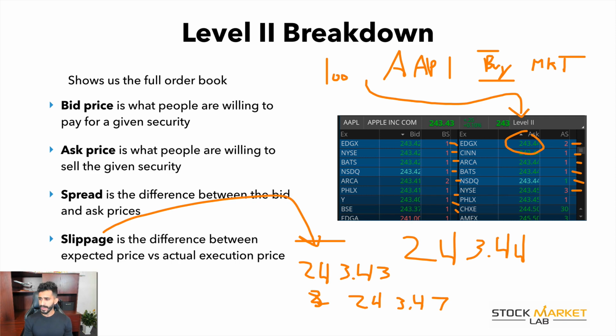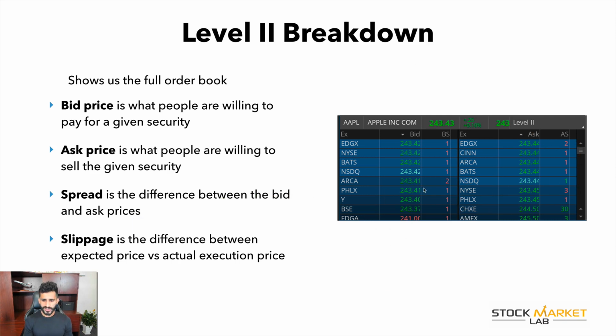So that's that. Now, the way level 2 actually works, and these are a few things you have to keep in mind, is you're not going to see the actual size on level 2. So right here, it shows someone wants to buy 100 shares at 243.42. Someone else wants to buy 100, someone else 100, 100, 200, 100, 100, 100, 100. Now, if you count, it's 1, 2, 3, 4, 5, 6, 7, 8, 9, 10. It's 1,000 shares. So you'll be like, wow.